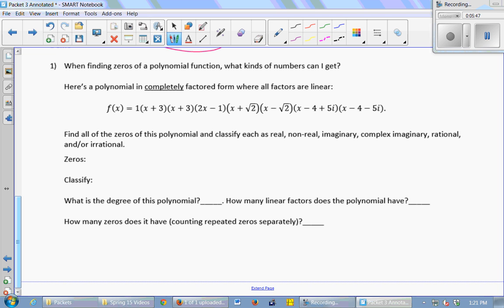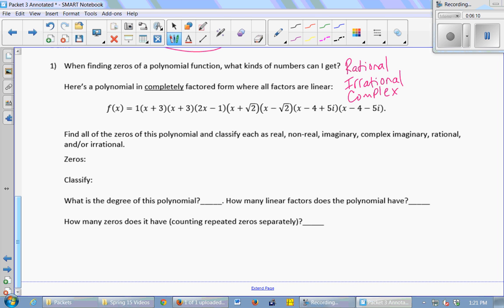So we can get rational. That's like integers or fractions. Those are rational. You can get irrational. That's when you have square roots. And then you can also get complex numbers, and that's when you have i's. 3 different kinds of zeros.